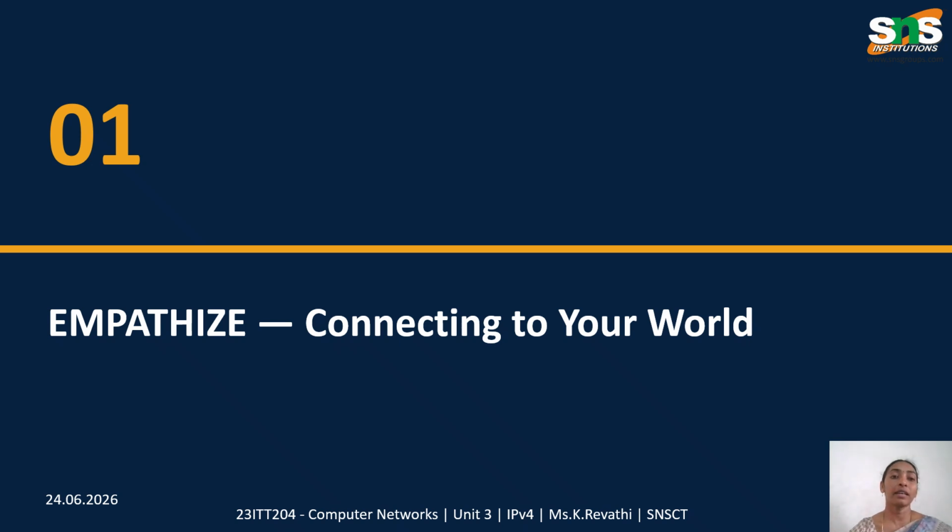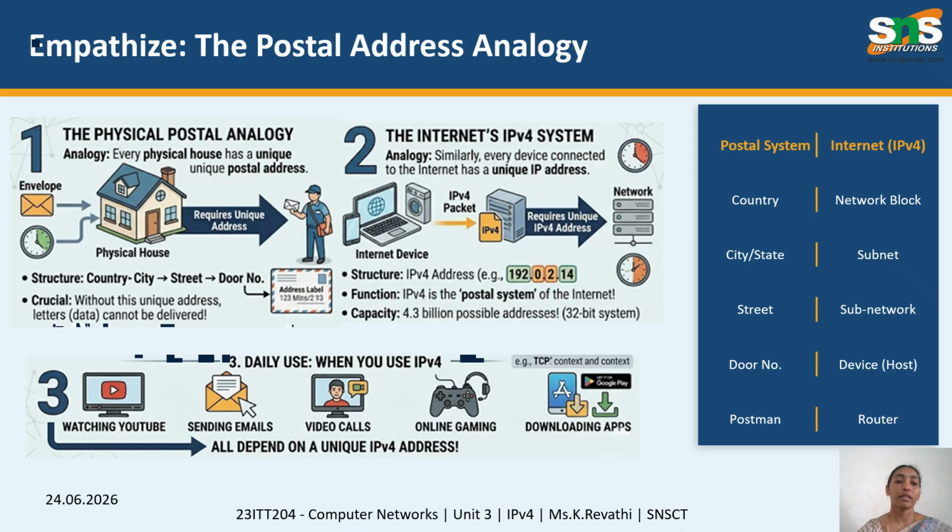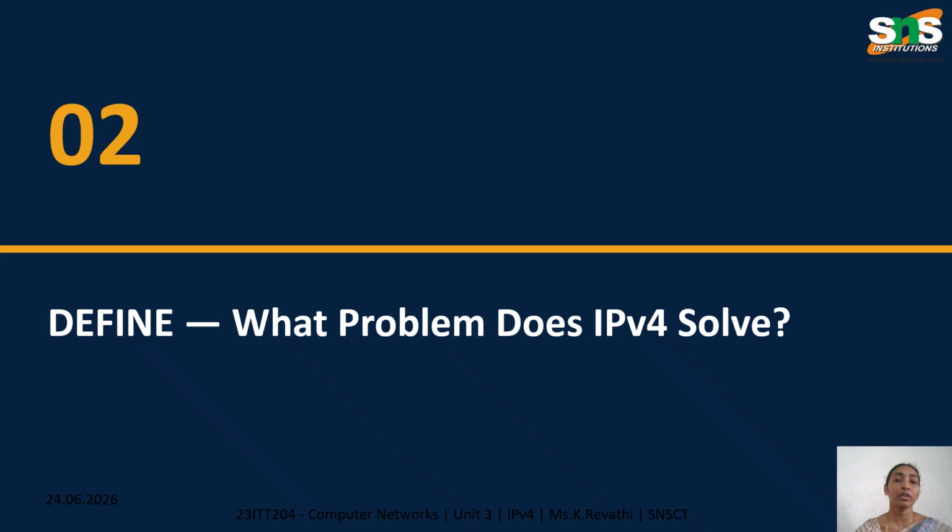Then the next one is the define phase of design thinking. What problem does IPv4 solve? IPv4 solves the problem of identifying devices uniquely on the internet. It allows communication between billions of devices connected worldwide.